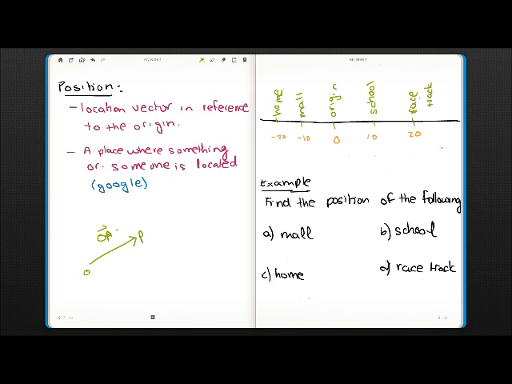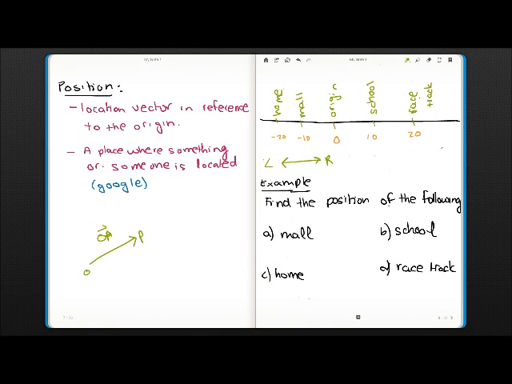So let's start with an example. Find the position of the following. What we first have to do is make a coordinate system. I've already started it and said that this is the origin and everything left of the origin is negative and everything right of the origin is positive. But let's put a direction to it by saying that anything left, you can put an L for left or you can say west, but I'm just going to put left since we have two directions. And anything right, I'm going to say right, or you can say east.